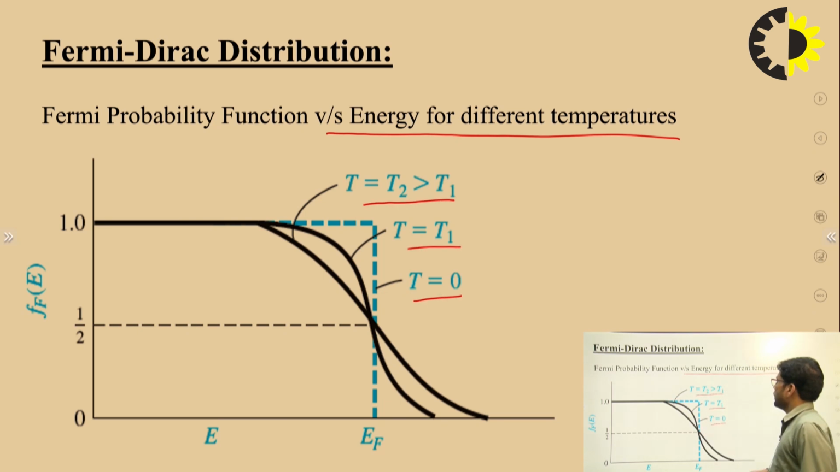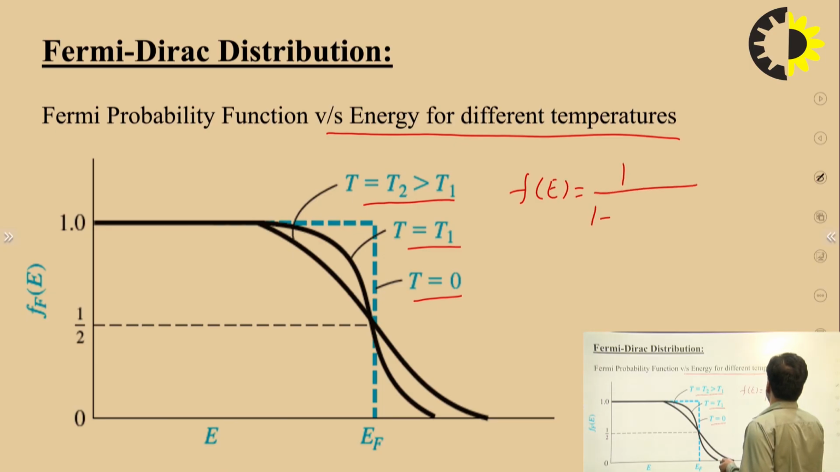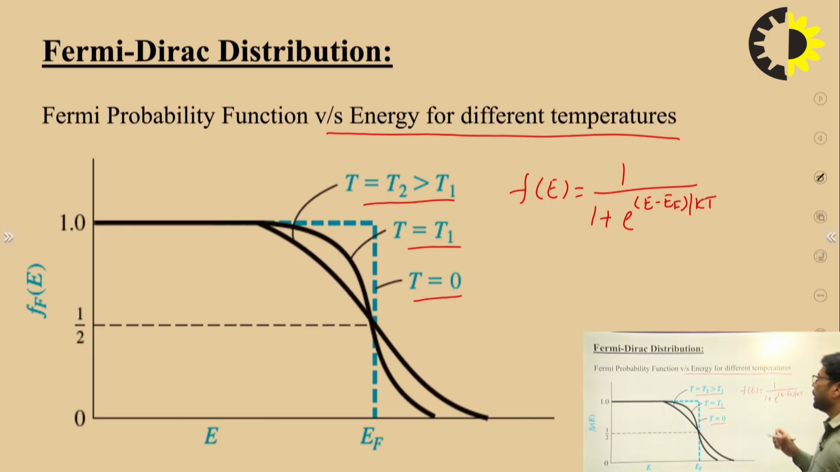As you can see, at T equal to 0, as we know, Fe is equal to 1 upon 1 plus e to the power (E minus EF) upon kT. At T equal to 0, this value will become e to the power infinity, and 1 upon infinity is equal to 0.